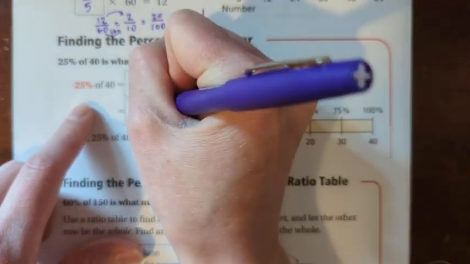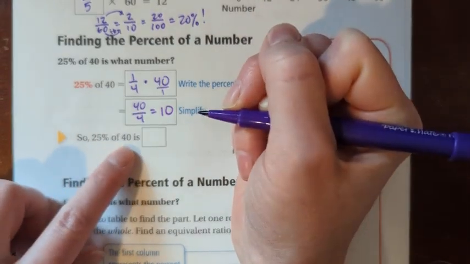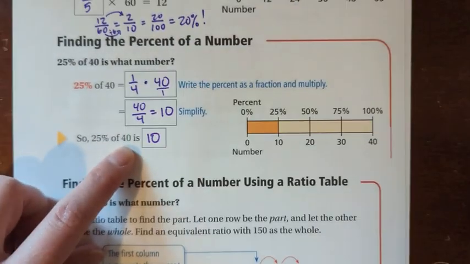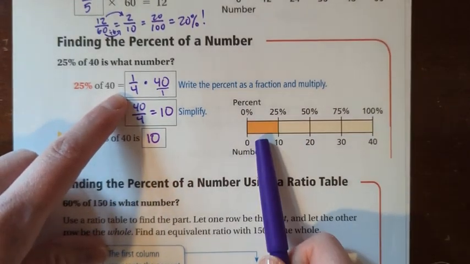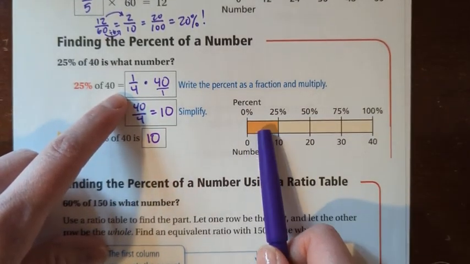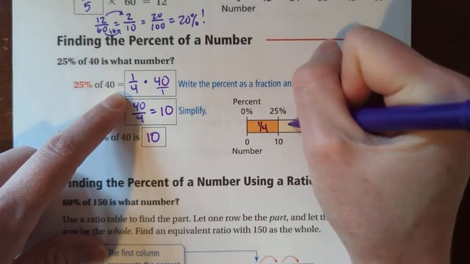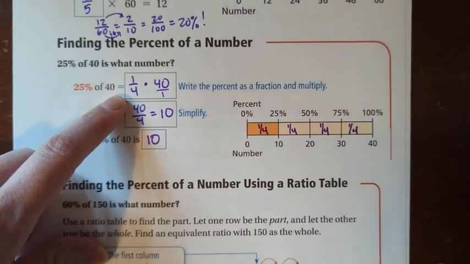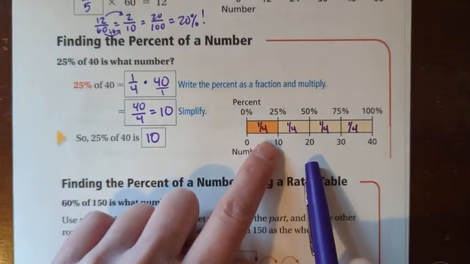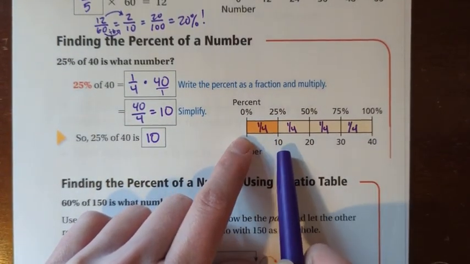Which gives me 10. So 25% of 40 is 10. And look at that. We know this works because we've broken it up into 25% chunks, which is the same as 1/4 chunks here. And we can see that 1/4 of our total, 40, is 10.